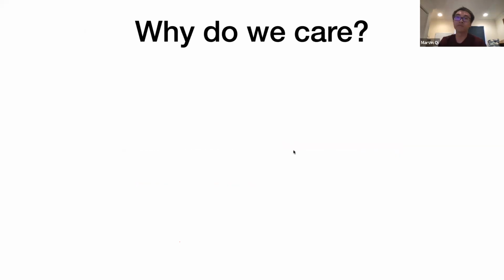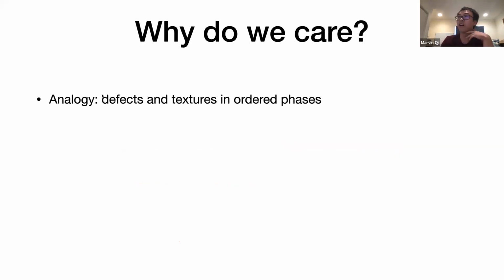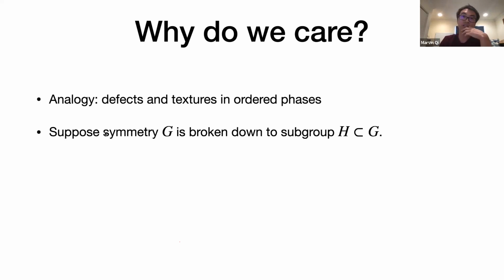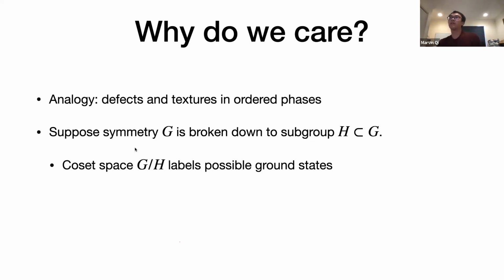To address that, let me draw an analogy with the study of defects and textures in ordered phases. I'm imagining we're in just the ordinary Landau paradigm, where we have some global symmetry G in our system, and this global symmetry gets broken down to some subgroup H. Then we can label the possible ground states by the cosets G mod H. So G mod H labels the possible ground states.